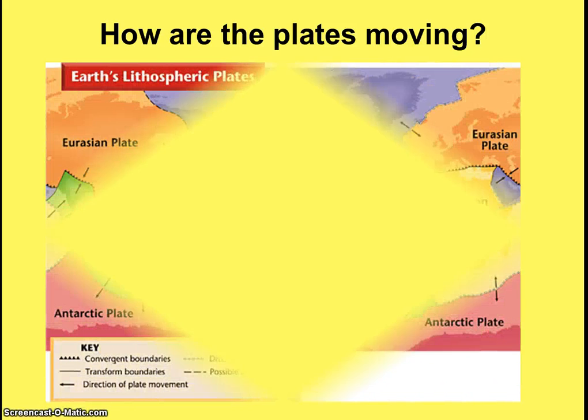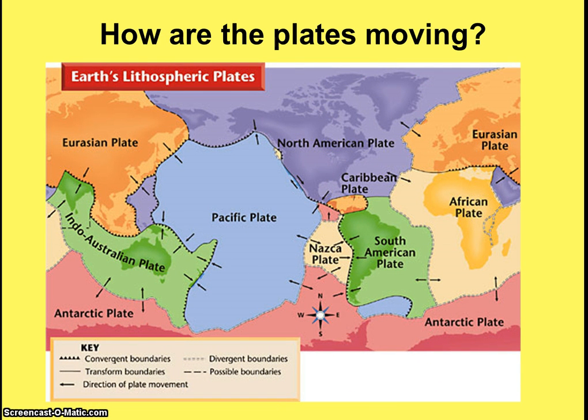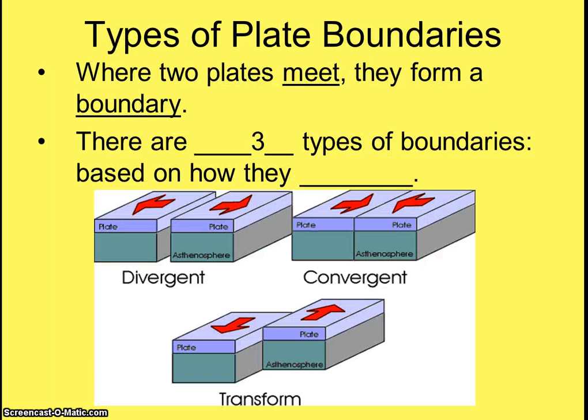So we're going to talk about how the plates move, because that movement causes a lot of things. So let's look. We've got arrows moving towards each other. We have arrows moving next to each other. And then over here on this side of the Pacific plate, we have arrows moving away from each other. So if you look at the key, you can see that there are 3 ways that the plates move.